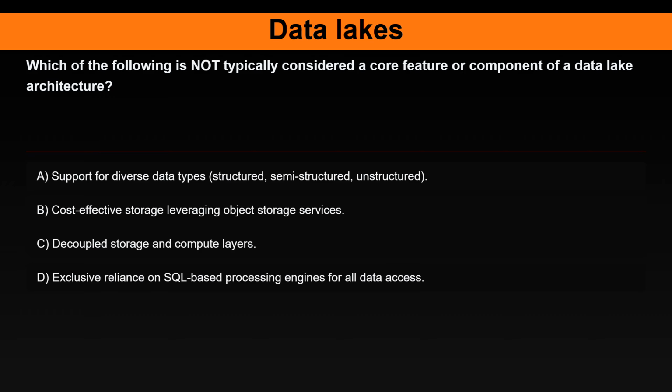Question 11. Which of the following is not typically considered a core feature or component of a data lake architecture? Option A. Support for diverse data types, structured, semi-structured, unstructured. Option B. Cost-effective storage leveraging object storage services. Option C. Decoupled storage and compute layers. Option D. Exclusive reliance on SQL-based processing engines for all data access.